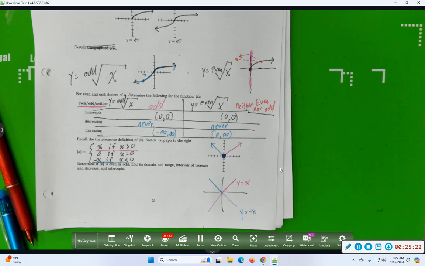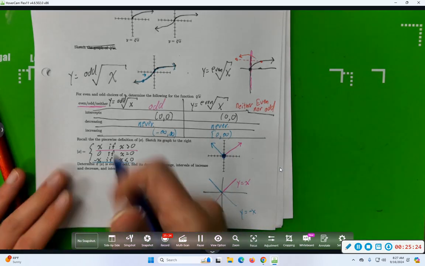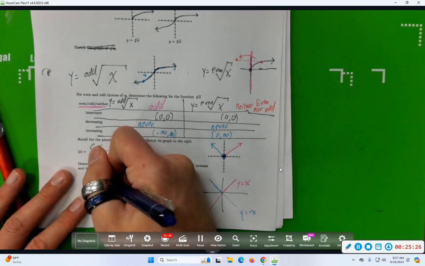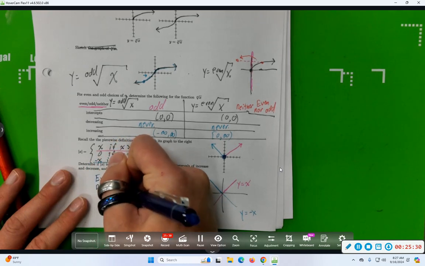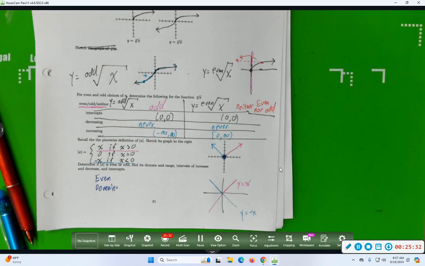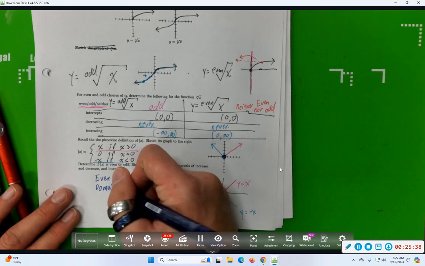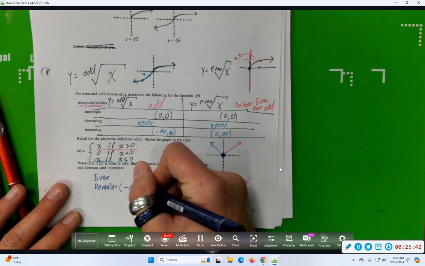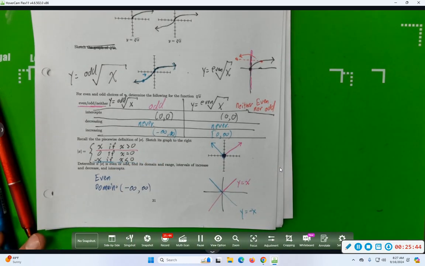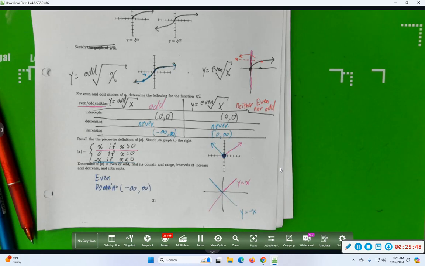What's its domain? Negative infinity to 0, 0, and then 0 to infinity. Is that how you word it? How about just negative infinity to infinity? Yep. Right, to read off the domain, I just need to know what x values are on the graph.